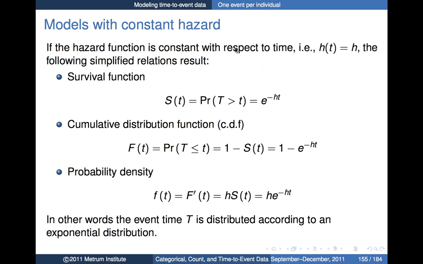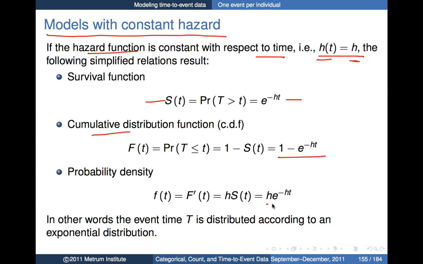Anyway, let me go ahead and do this slide here just to fill in the conceptual material, and then we'll break off. What I'm giving you is the special case where we have models with a constant hazard over our entire observation period. So if the hazard function is constant with respect to time, in other words, when our h of t is just some constant value h, the relationships simplify a bit. Those places where you saw integrals involving the hazard function before become simpler to write. For example, our survival function simply becomes e to the minus h times t. The cumulative distribution function becomes 1 minus e to the minus ht, and our probability density function just becomes h e to the minus ht.